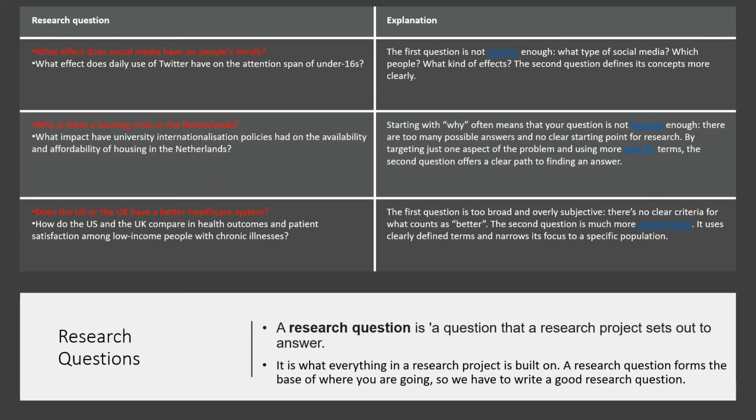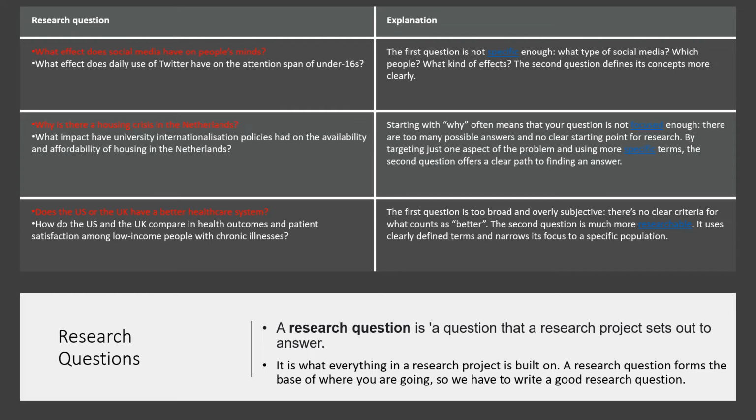What is a research question? People usually, after writing your research objectives, you list your research question. A research question is a question that a research project sets out to answer. It is what everything in a research project is built on. A research question forms the base of where you are going so that we have a very good research report. Okay? People, make sure that you have a well formulated research question for your report.